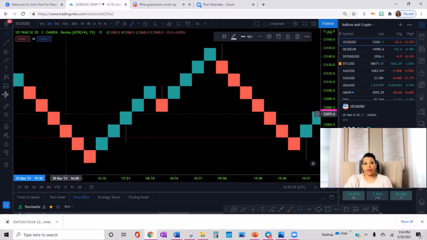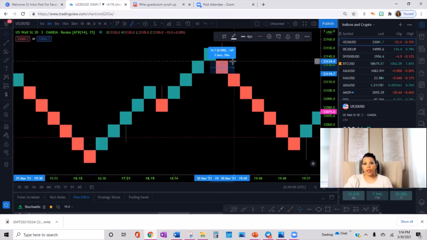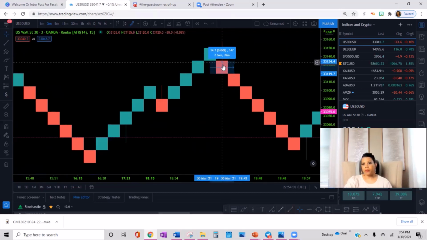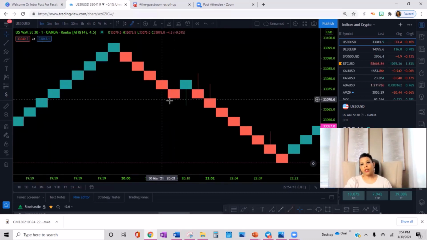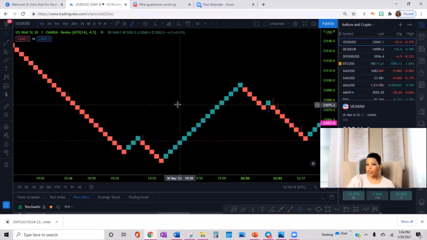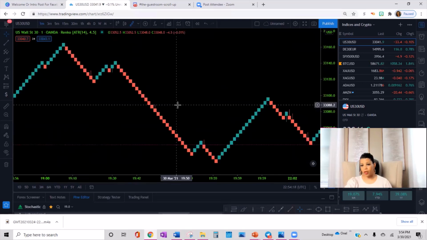This is US 30. So we're looking at an extremely volatile thing. That's 147 pips in that one candle. So each brick is 147 pips. So you want to be careful because you want to be able to handle a possible pullback. So please, please, please proceed with caution. And again, use multiple indicators.